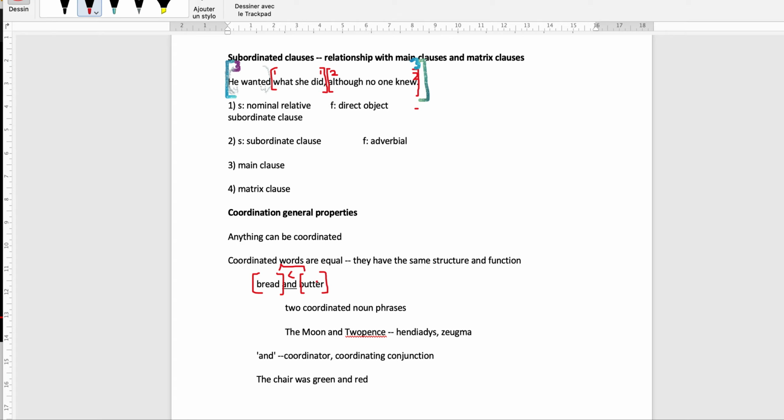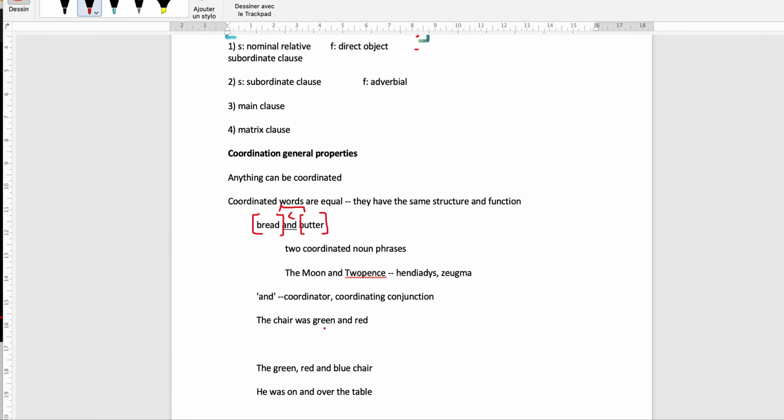These two things are kind of equal, right? One is not contained within the other. And this equality goes along with the fact that there can be exceptions, right? That's interesting to be aware of, if we have something like a Hendiadys or a Zeugma, but typically they have the same structure, and typically they're going to have the same function, right? Here we don't have much to say about function because we're looking at these words in isolation, but let's look at our next example: this chair was red and green.